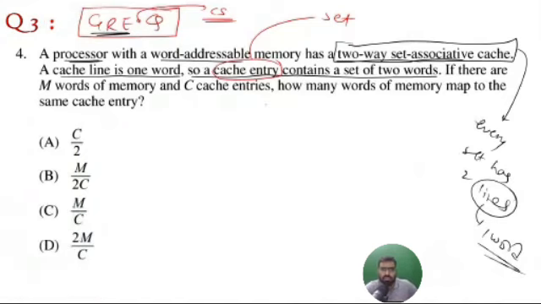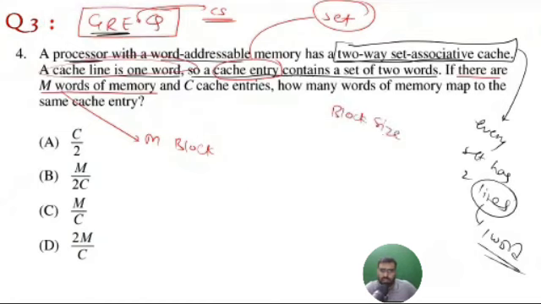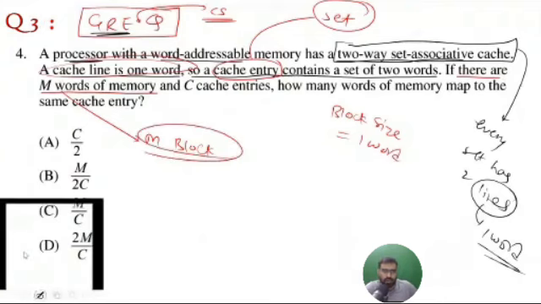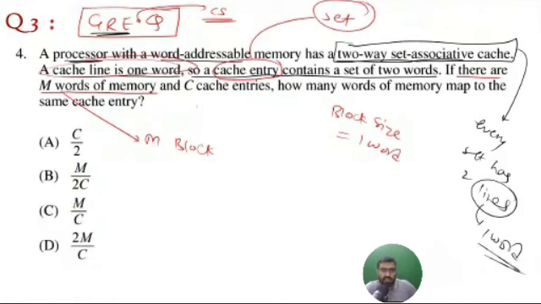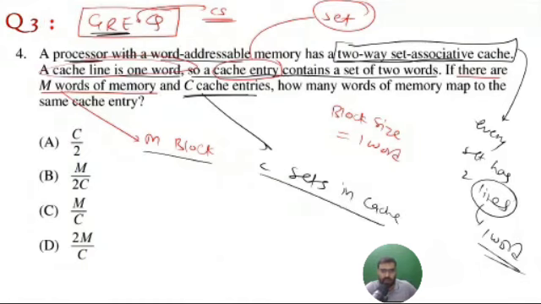The question is saying if there are m words of main memory, it simply means m blocks, because one word means one block. Block size is already given to you, that is one word. So I can say there are total m blocks. Now the question is saying there are C cache entries. This means you have C sets in the cache. So m blocks in main memory, and C sets in the cache. This is the data that is given to you.